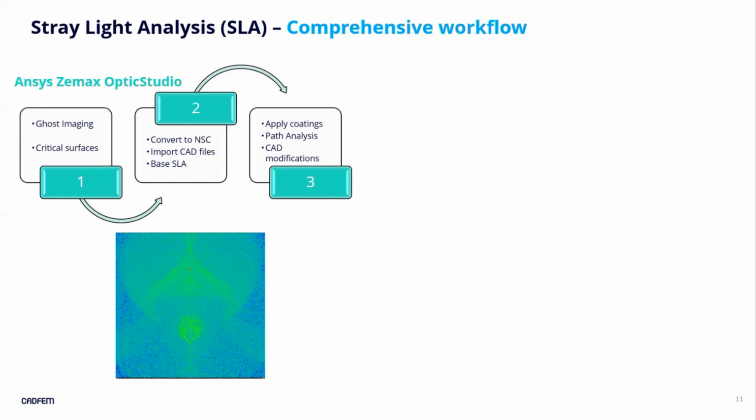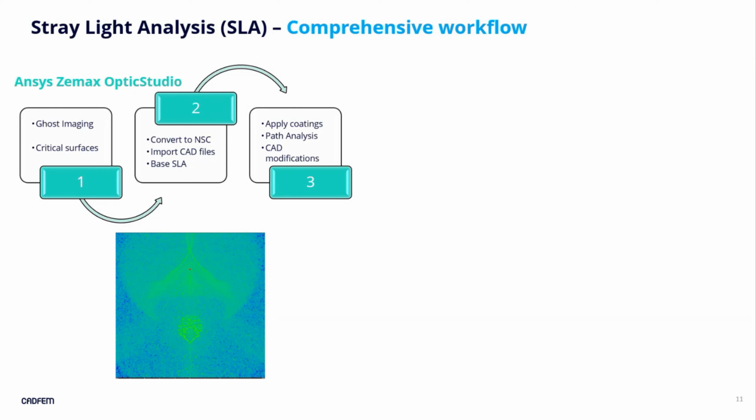Now we move towards the stray light part. Once your design is completed in Zemax, there is something called ghost focus imaging, where you can identify the critical surfaces. This happens in sequential mode. Then the next part would be conversion of your design into non-sequential, so that it can incorporate the stray light analysis. So it will be sequential to non-sequential conversion.